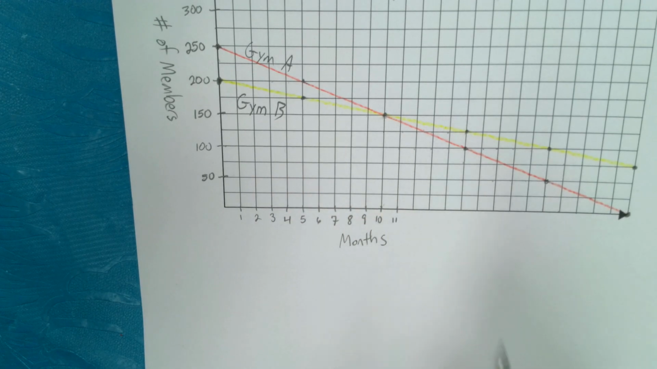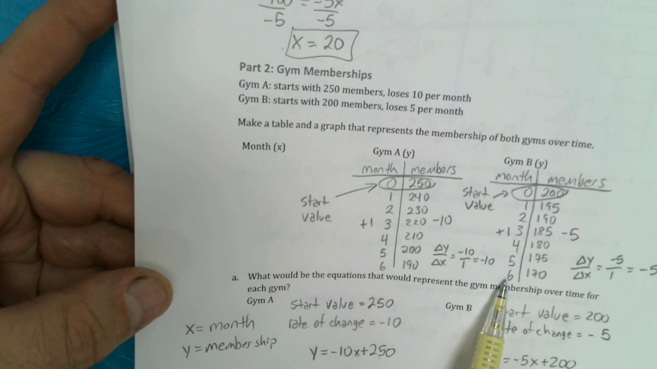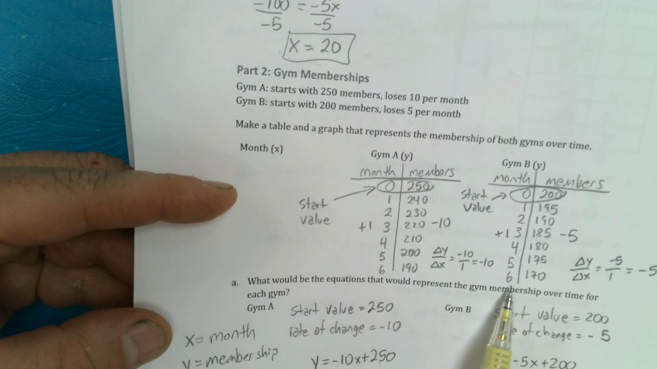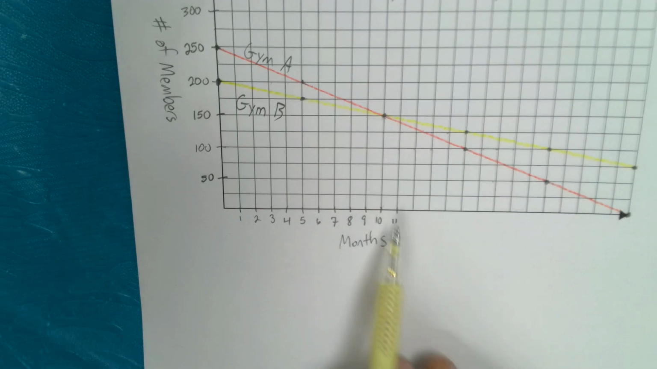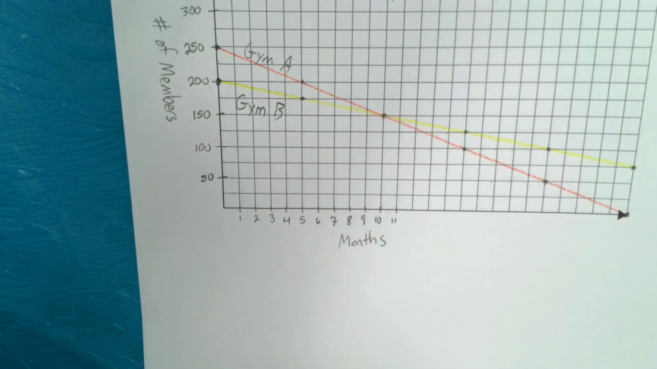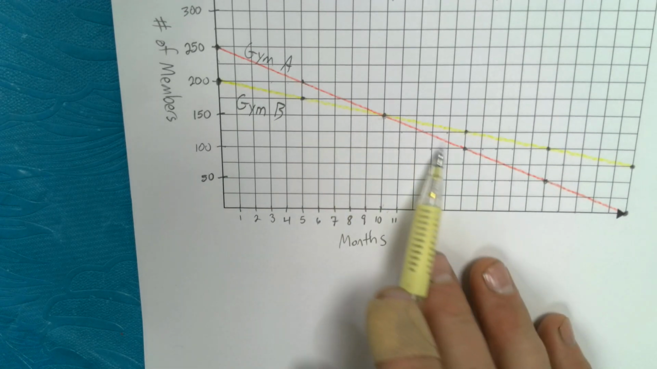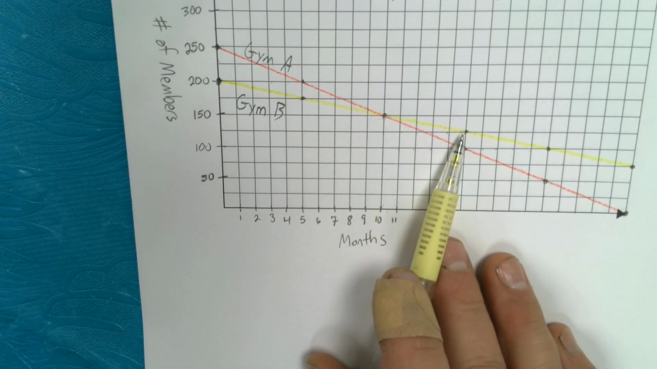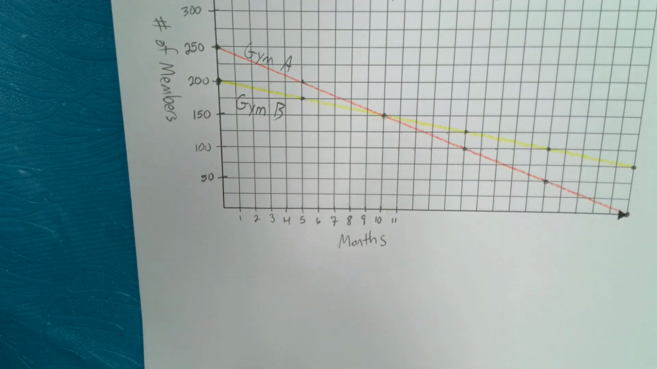Our table actually didn't extend that far. I stopped at 6. So if I had kept going, I would have hit that when I got to 10. I just didn't take my table out that far. And then we can see after 10 that Gym A now has fewer members than Gym B. Let's go and answer questions then.